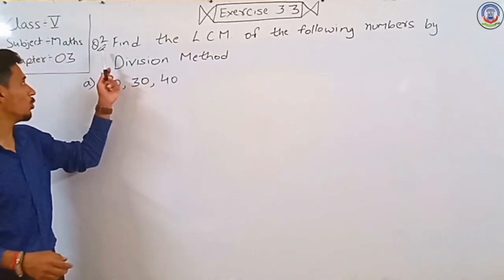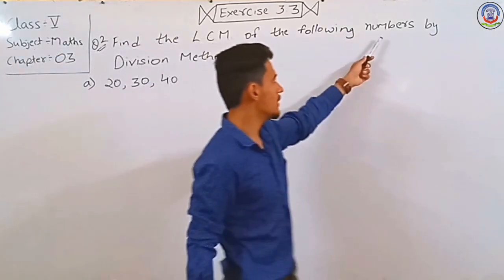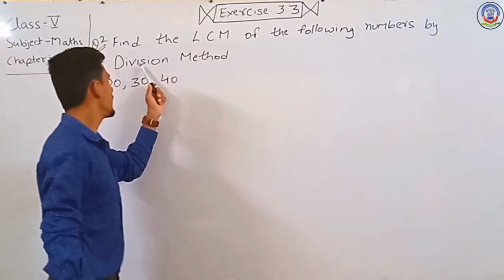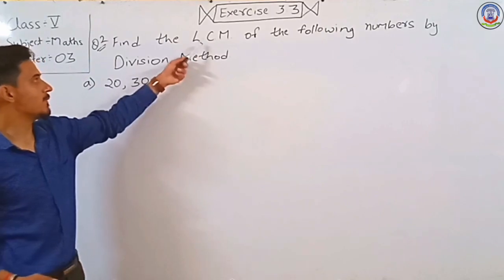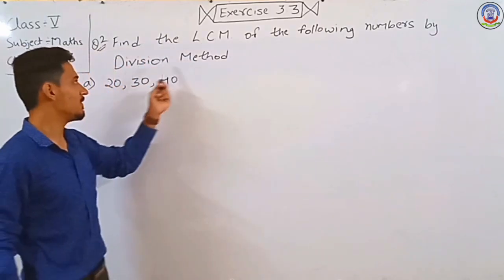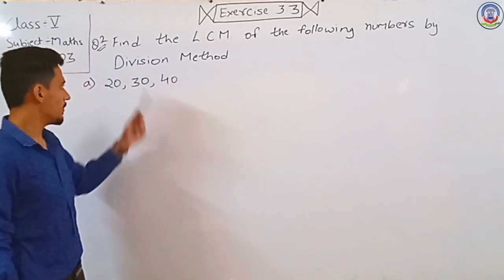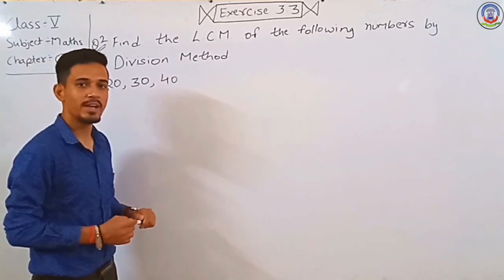Now question number 2. Find the LCM of the following numbers by division method. What do we have to do now? We have to find the LCM of the numbers given, by which method? By the division method. That means by the division method we have to find the LCM of the given numbers.